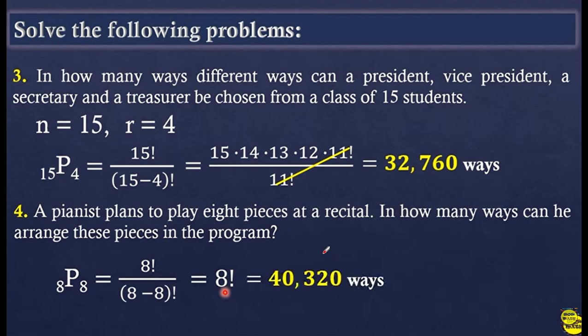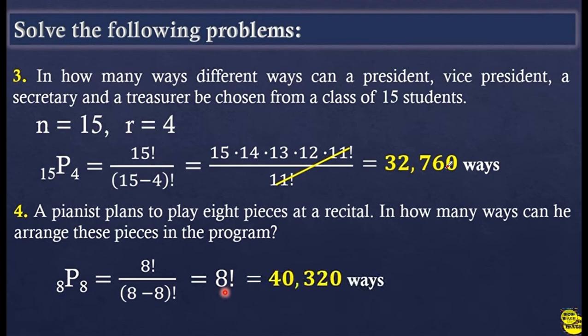Okay, we have example number 3. So ato example number 3 is, in how many ways or different ways can a president, vice president, a secretary, and a treasurer be chosen from a class of 15 students? So again, this is an example of a permutation because we are talking about their order. So the president cannot be the vice president cannot be the secretary. So this is in order ha.